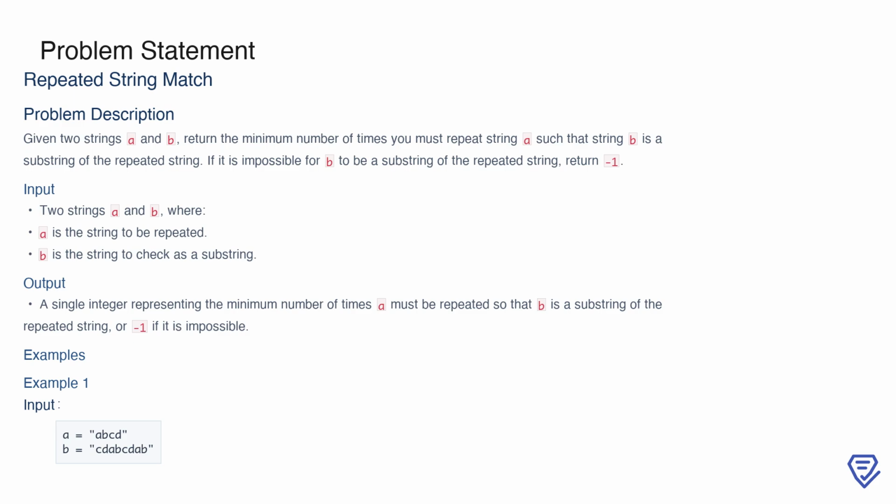The input consists of the two strings, where A is the string we can repeat, and B is the string we're checking for as a substring. The output is a single integer that represents this minimum number of repetitions, or -1 if it's impossible. Let's look at some examples to clarify how this works.